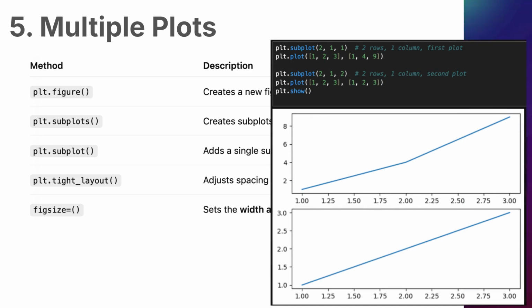The first line means two rows, one column, and the plot index is 1. So the plot index number for the second plot is 2. You have to use rows, columns, plot index format every time. Then you'll see two plots stacked vertically in one figure.